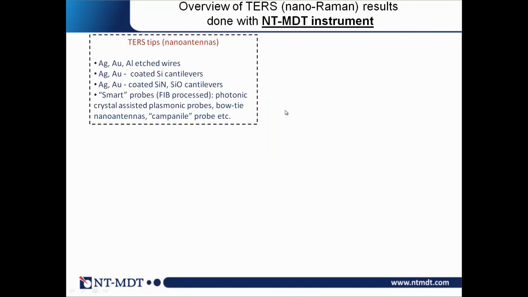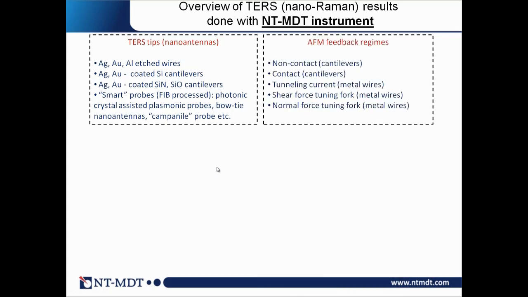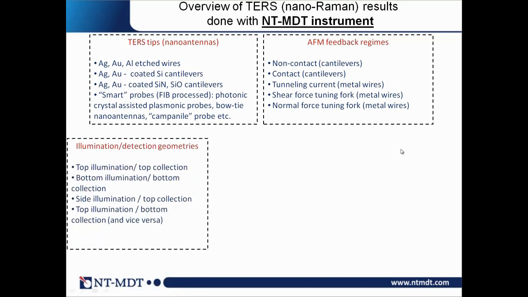And in this slide I would like to summarize all the data generated using the NT-MDT instrument by our own group and by our customers. If it comes to various TERS tips, then gold, silver and aluminum etched wires are used with our instrument to generate tip-enhanced Raman maps. Gold or silver coated silicon, silicon nitride, silicon oxide cantilevers, and smart pre-calculated FIB processed probes are also being used. Regarding AFM feedback regimes, that is contact, non-contact with standard cantilevers, STM tunneling current feedback regime, and tuning fork with shear force and normal force feedback.